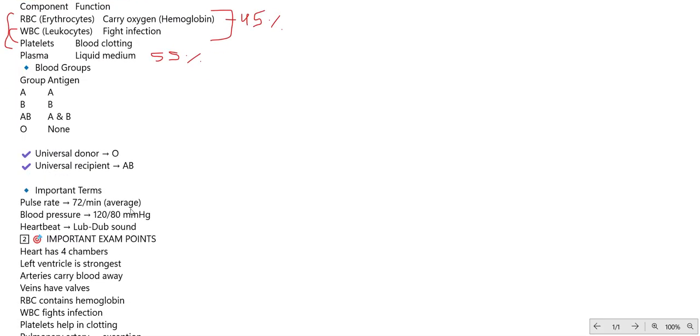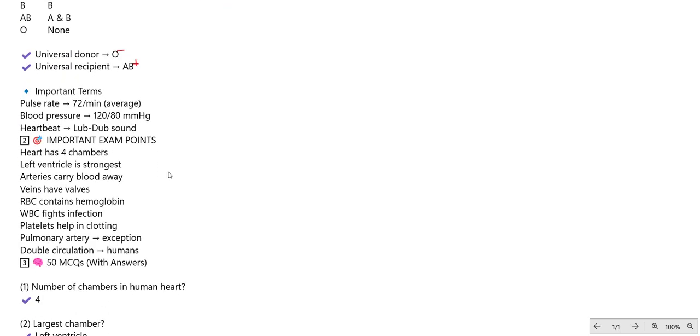So four types of blood group, that is A blood group, B blood group, AB blood group and O. Universal donor is O negative and universal recipient is AB positive. The pulse rate is 72 per minute, that is your average pulse rate. Blood pressure, two types, systolic and diastolic, which is 120/80 mmHg.